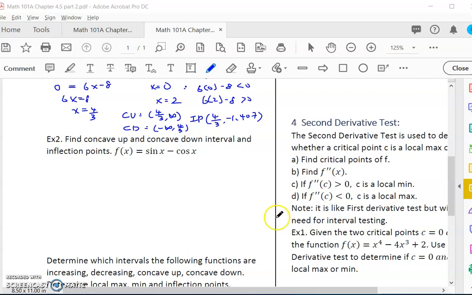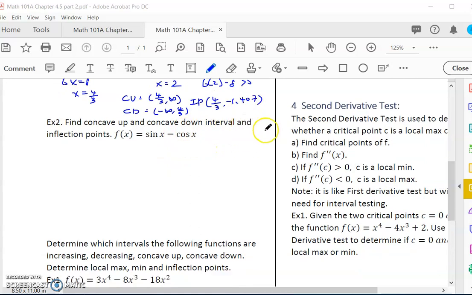We are working on concavity tests. In part 1 we did the first derivative test, which is to find increasing, decreasing, local max and min. With the second derivative test we find where the graph is concave up and concave down, and also points of inflection.